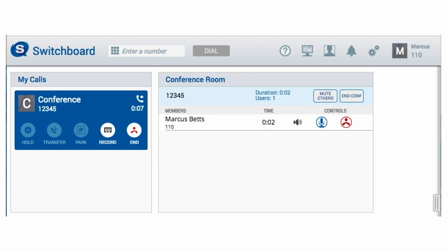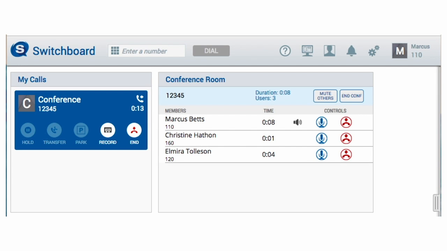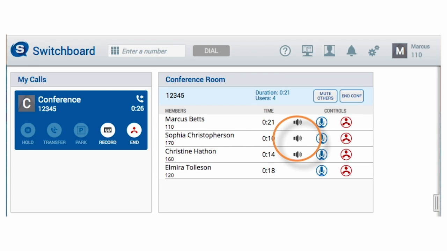You can sort other participants by their name or number or time in the conference. Here, the newest participants come in towards the top. The speaker icon shows you who is talking.